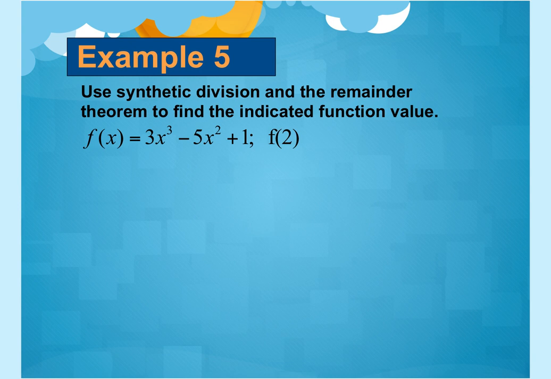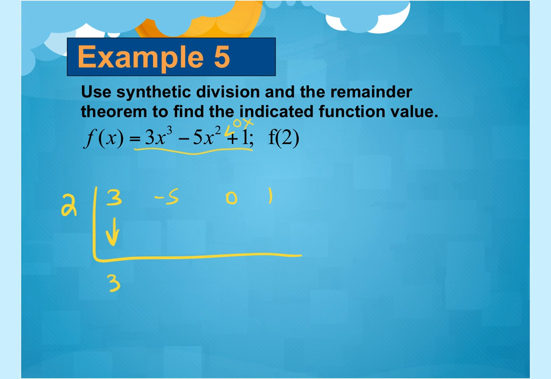F of x equals 3x squared minus 5x plus 1, and f of 2. So what goes on the outside? 2. Okay, what do I have to do with this before I can write out my coefficients? Good, there's no x term, so I put 0x there. Then I do 3, -5, 0, 1.